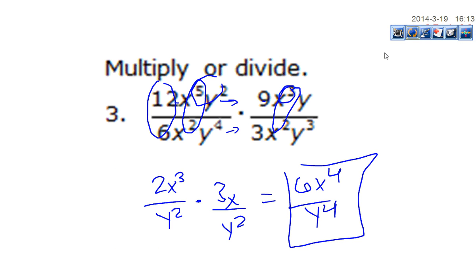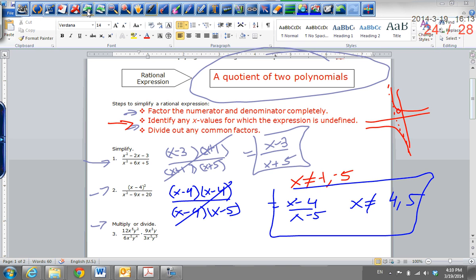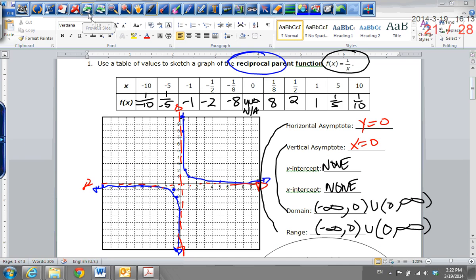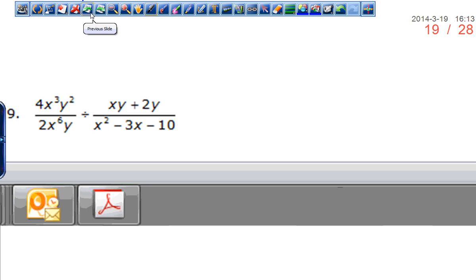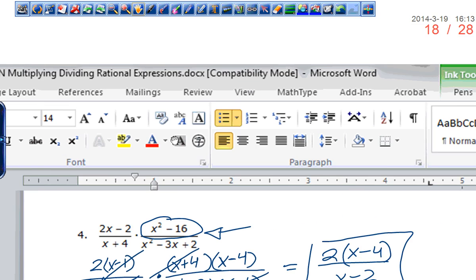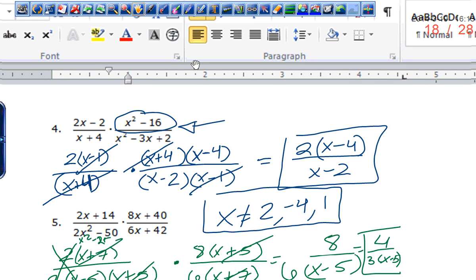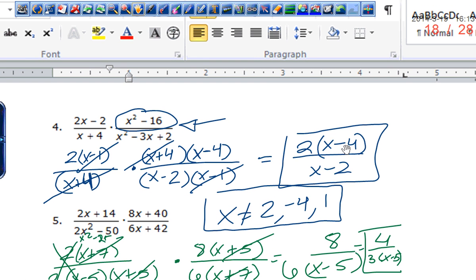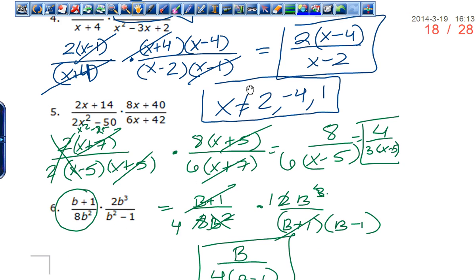All right, let's see if I can find 4, 5, and 6. Okay, so number 4, our answer is 2, and then x minus 4, x minus 2. Our x minus 1's cancel. Here's everything factored. You've got difference of squares there. The x plus 4's cancel. So then we have 2, and then x minus 4 and x minus 1. Here's what x cannot equal.